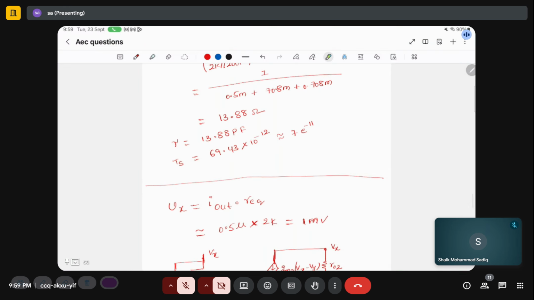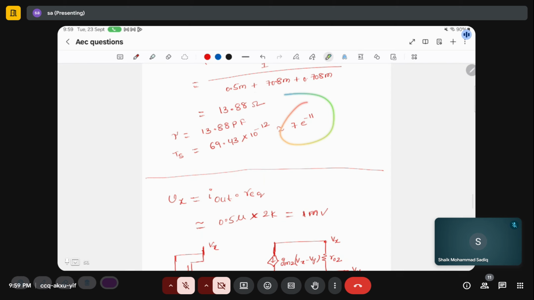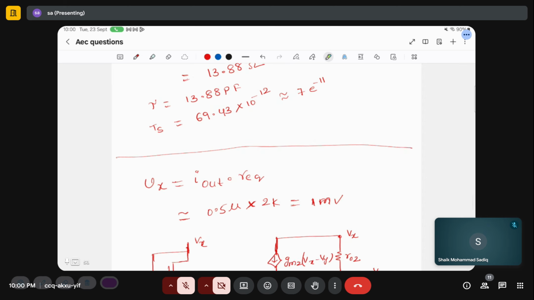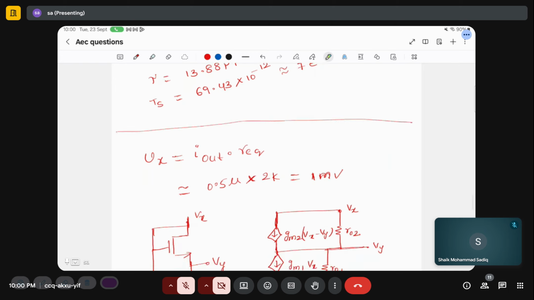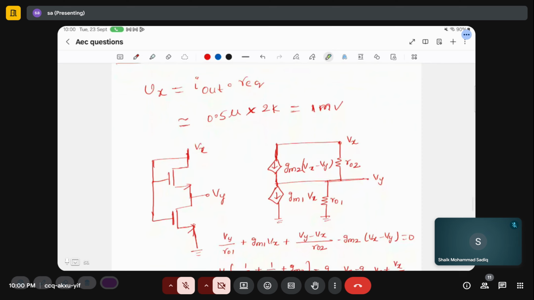To find settling time, as I told, you have to just multiply the time constant with 5. So you will get 69.43 into 10 to the power minus 12. The answer given is 7 e power minus 11, which is okay almost, because we are not doing exact calculations. This part is okay, everyone. You should be able to do these calculations for any given circuit, any new circuit.